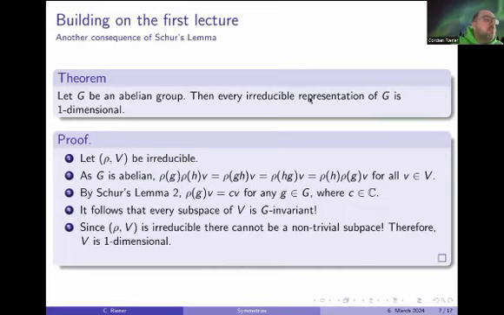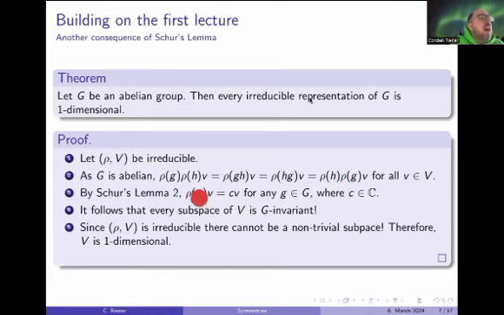And this is a very simple proof again. Let me just quickly show you. If I have an abelian group, what does it mean to be abelian? Well, it just means that all the elements commute with each other. So G times H is the same as H times G, which translates via the representation so that the corresponding matrices also all commute with each other.